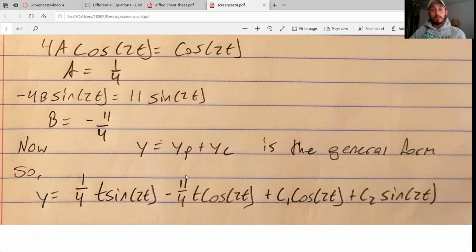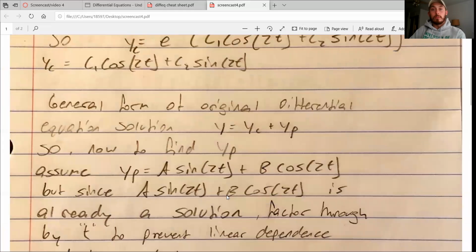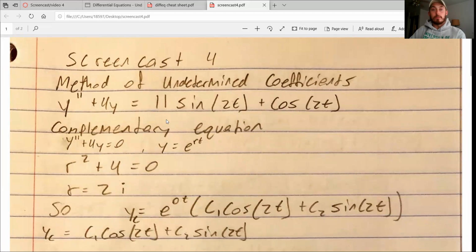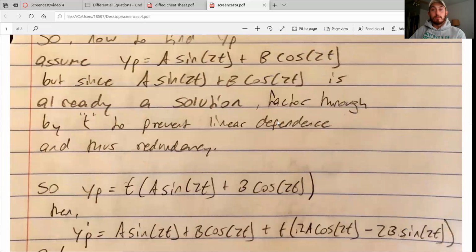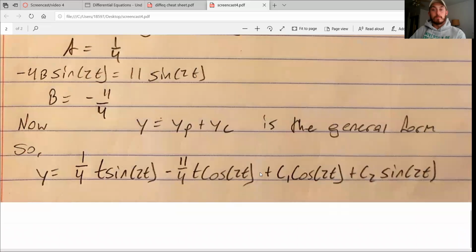That's the particular solution plus the complementary general solution, and this is the general solution to the whole differential equation. And that is it. Thank you.